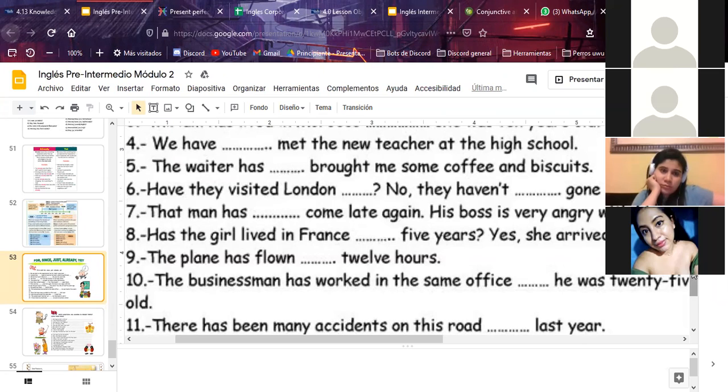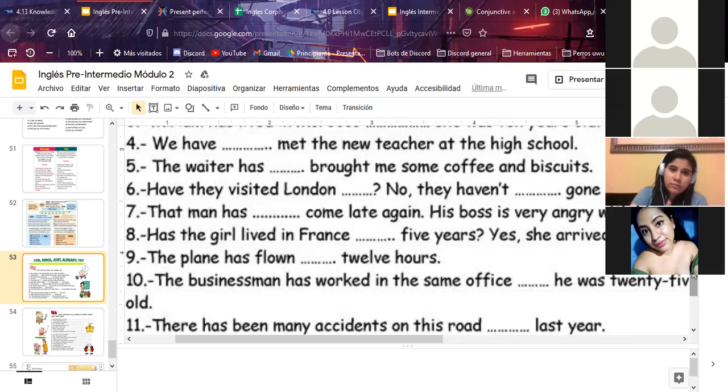Number four, how is it going to be? The waiter has already brought me some coffee and biscuits. Okay, has already, it works. Actually, that is number five. But probably, in my opinion, it might be better if you say the waiter has just brought me some coffee and biscuits. He just did it right away. But we skip one. Number four, how is it going to be? We have already met the new teacher at the high school. Perfect.